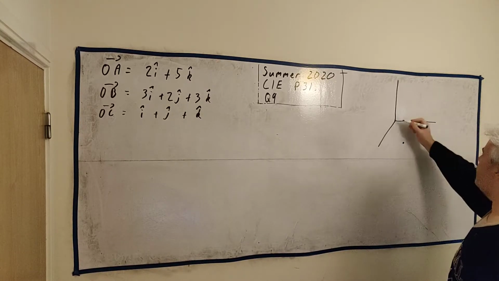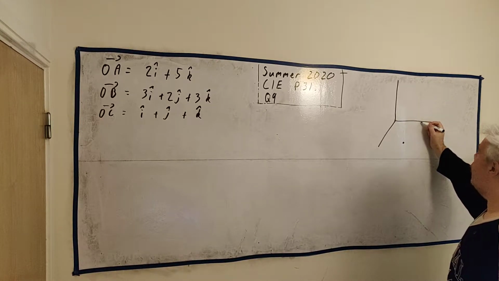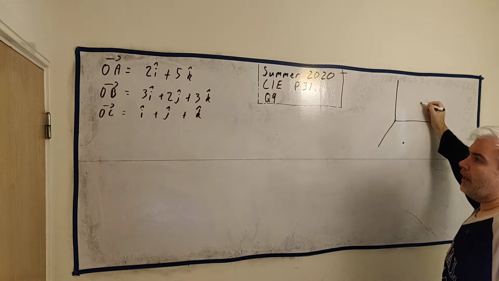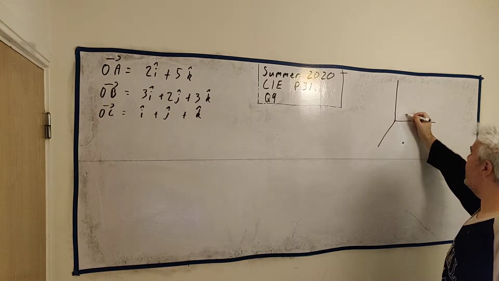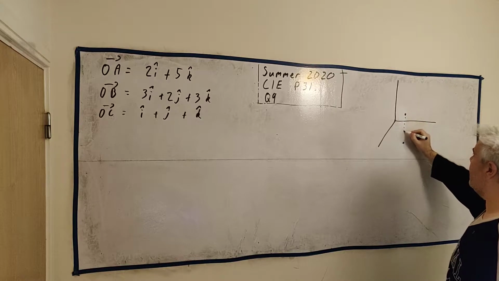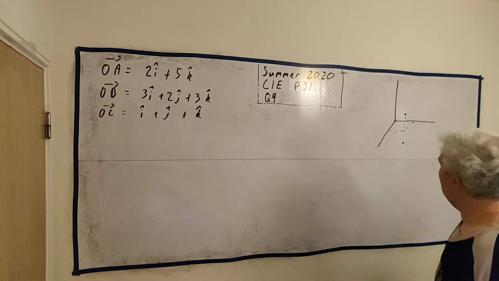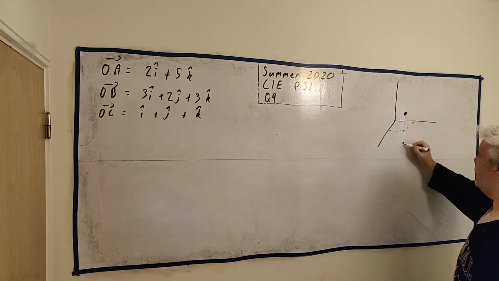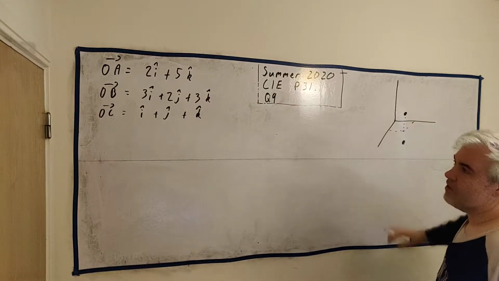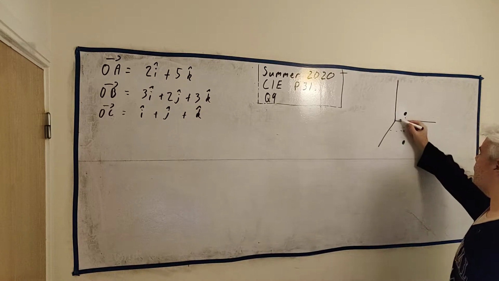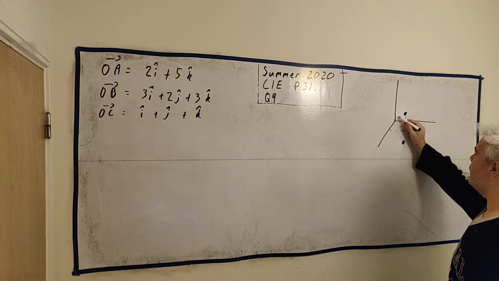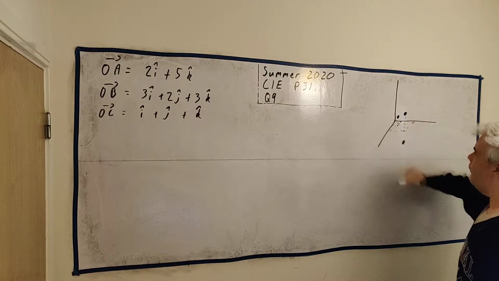OB would go out 3, up 2, and then out 3 again. So this is in the air about here somewhere. I hope that sort of makes it clear where it is. That's on the ground in this picture. This one's in the air. And the last one comes out 1, goes up 1, and comes out 1. So it's here, and it's somewhere in the air around there.